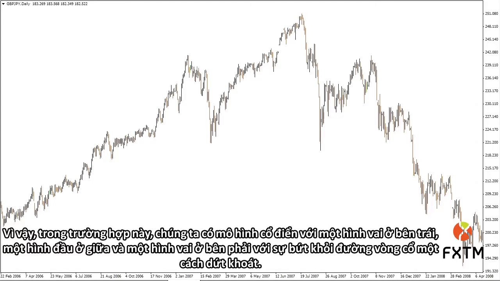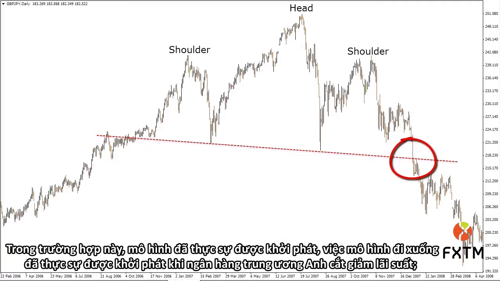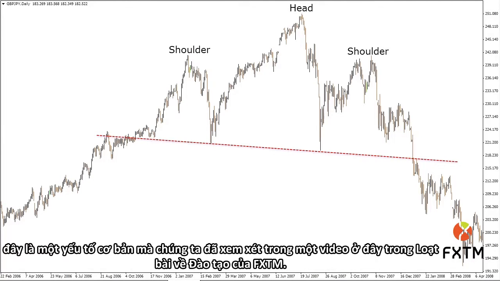So in this case, we have a classic pattern of a shoulder on the left, a head in the middle, and a shoulder on the right with a clean break of the neckline. In this case, the decline in the pattern was actually triggered when the Bank of England cut interest rates, which is a fundamental factor that we've looked at in another video here in the FXDM educational series.